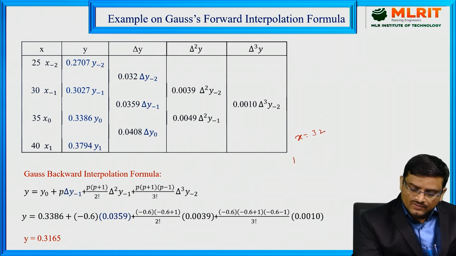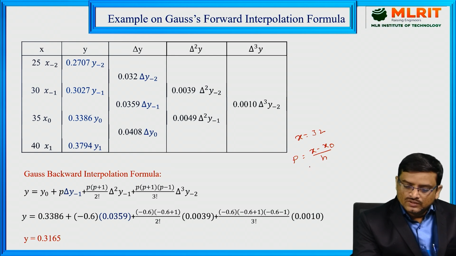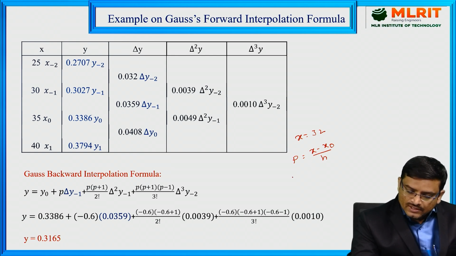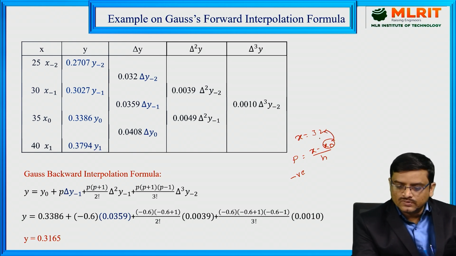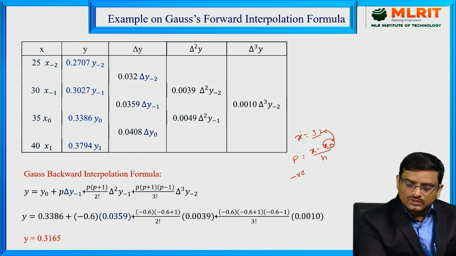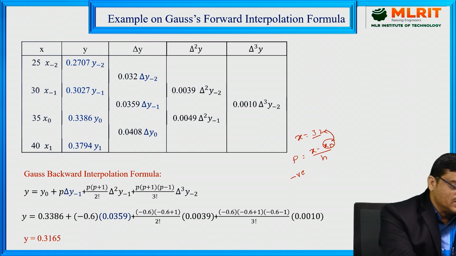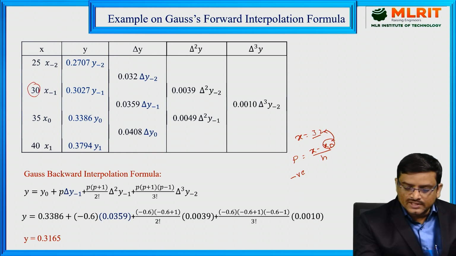Now this is our formula to find out our P value, that is x minus x naught by h. Now in order to get this P value as a negative value, this x naught value should be greater than this x value. Our x value is 32. Now we have to go to the table and identify the nearest value for 32. Once you observe that the nearest value for 32 is 30, compared to this 35. So if you substitute x naught is equal to 30 here, you will get a positive value of P.